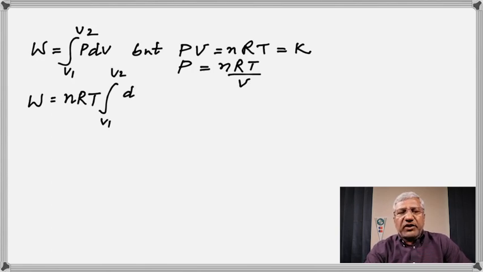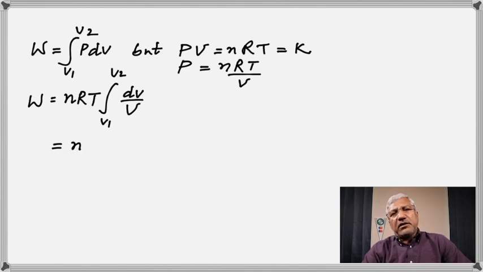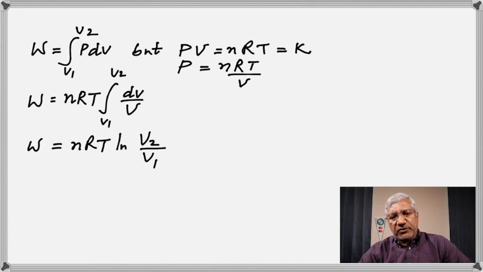It's taken out of the integral, leaving us with 1 over V dV. And the integral of 1 over x dx is the natural log of x, isn't it? So when you do the integration and substitute the limits, you're going to get natural log V2 by V1. That's the formula for work done in an isothermal process. You should be able to use that to calculate the work.